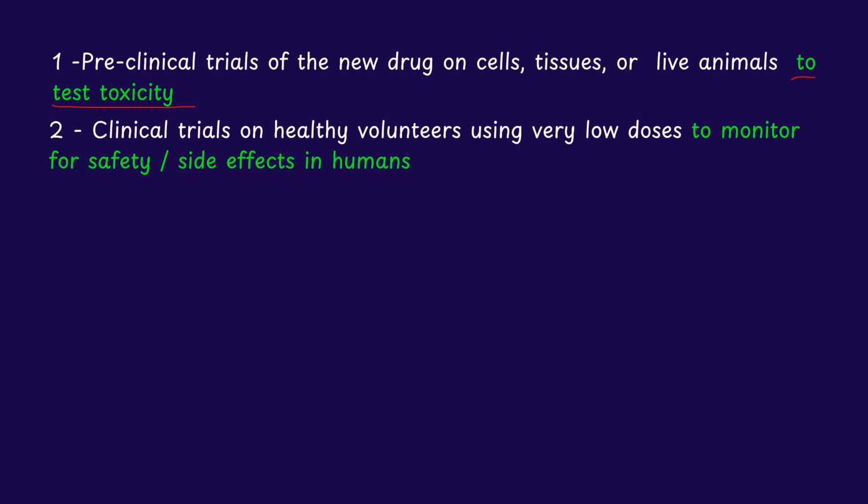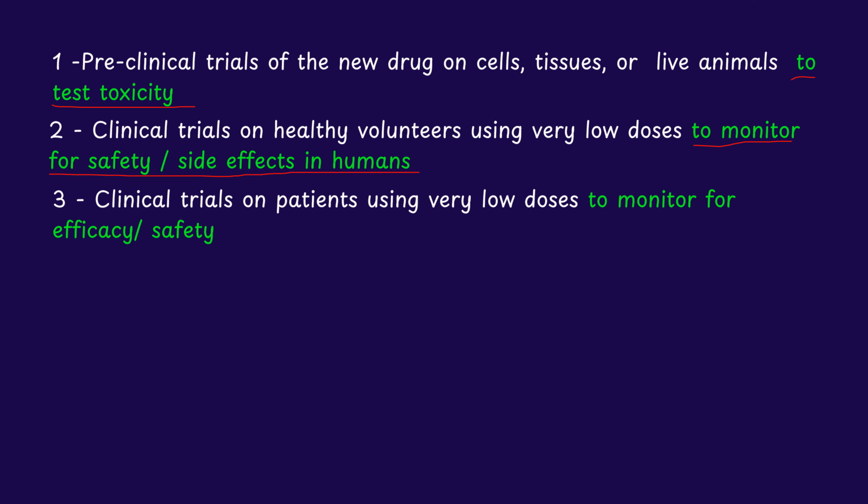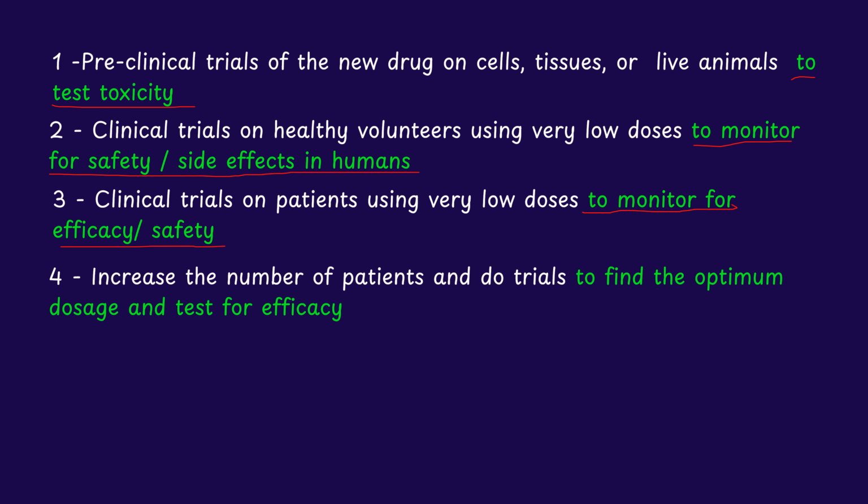Number 2, the clinical trial on healthy volunteers using very low doses. Why? To monitor for safety, to check for side effects in humans. Number 3, the clinical trial now on patients using very low doses. Why? To monitor for efficacy and safety. Number 4, we're now going to be increasing the number of patients and doing more trials. Why? To find the optimum dosage and to test for efficacy.